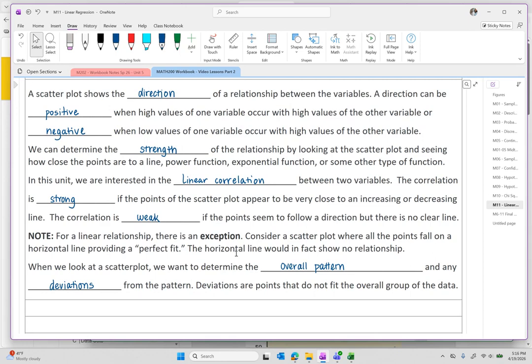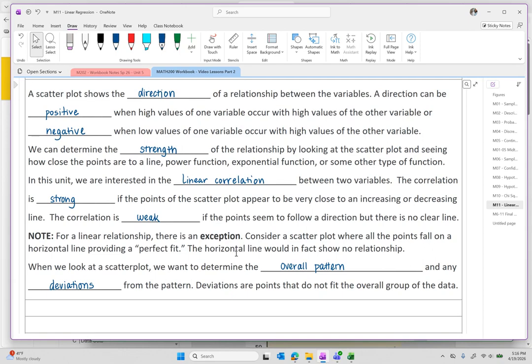And that means that we will be looking at a strong linear correlation if the points of the scatter plot appear to be close to an increasing or decreasing straight line. The correlation is weak if the points seem to follow a direction, but there is no clear line.